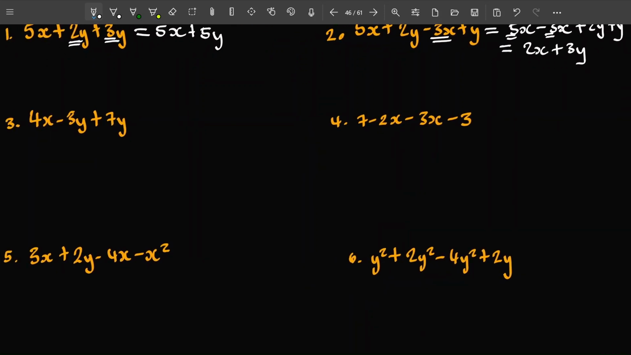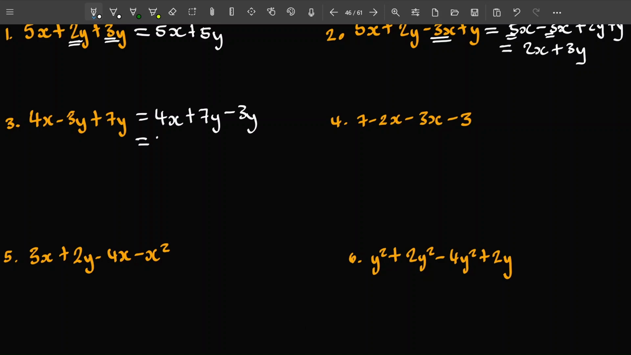Question number 3. 4x minus 3y plus 7y. What are we going to do? Well, 4x, there's nothing else with an x. It comes as it is. Negative 3y plus 7y is the same as saying plus 7y, then minus 3y. We're just rewriting the order, but it's the same thing.